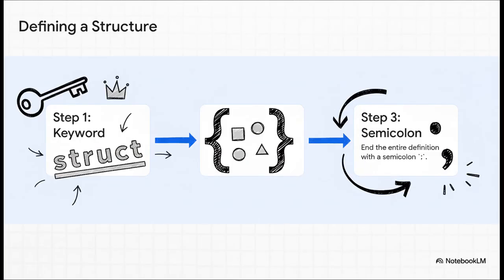And you know what? The syntax for this is actually pretty straightforward. You just start with the keyword struct, give your new data type a name, and then inside a pair of curly braces, you list out all the member variables that make it up. Oh, and you can't forget that little semicolon at the end. It's a classic C thing to forget, so watch out for it.